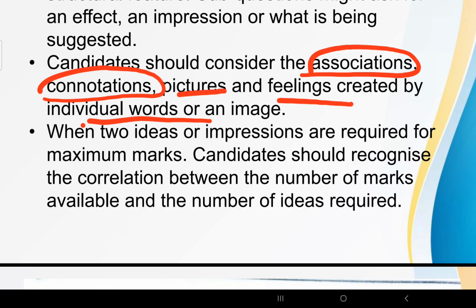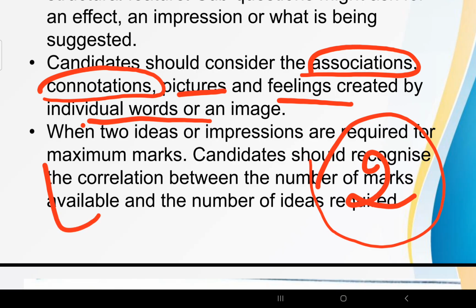When two ideas or impressions are required for maximum marks, candidates should recognize the correlation between the number of marks available and the number of ideas required. We have discussed this in the comprehension task as well. If you see a question that says write two impressions, and it has 2 marks, then 2 impressions, 2 marks. So when you are writing your answer, you should be clear that you have to come up with 2 different impressions, then you'll get 2 marks. If I just copy anything from the text, or just write one impression, definitely I'm going to get 1 mark for that.